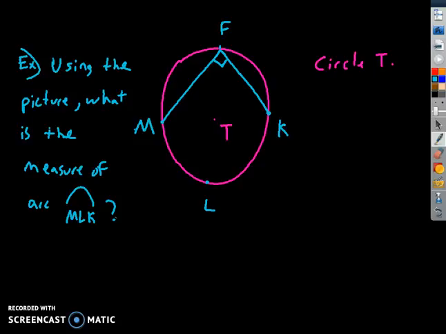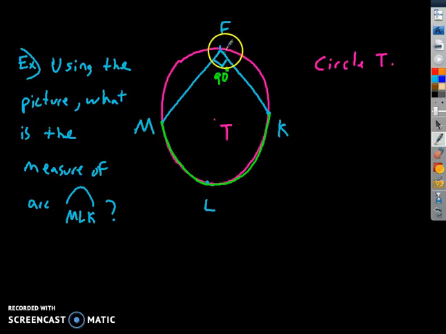All right, so for example, using this picture, what is the measure of arc MLK? Arc MLK is going to be this arc starting at M, going through L, ending at K, and then we figure out the measure of that. So what I see is this is a right angle, so it's 90 degrees. And this angle has two sides that form arc MLK.